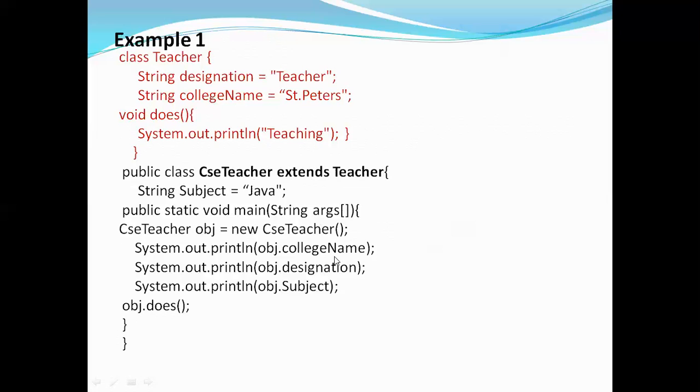That is, inheritance is there. So obj dot college name can get the data from the parent class. Next, obj dot designation, again it will get it from the superclass. Next is obj dot subject, which is there in the subclass itself, that is Java. So when I'm calling obj dot college name, it will print this name, then designation, and then subject. And after that I'm trying to call the method of the superclass, that is does. For that, I'm calling it as obj.does. So it will go here and print the statement teaching. So this is the program.